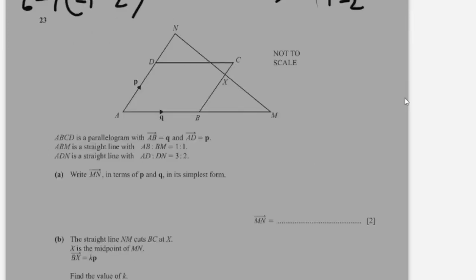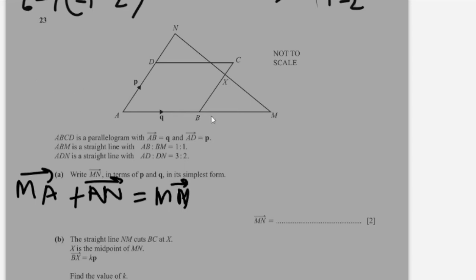Question number 23. ABCD is a parallelogram with AB equal to Q, AD equal to P. ABM is a straight line with AB to BM is 1:1. ADN is a straight line with AD to DN equal to 3:2. Alright, so write MN in terms of P and Q in its simplest form. So MN would be M to A and A to N. So let's see. First we have MA plus AN would give us MN.